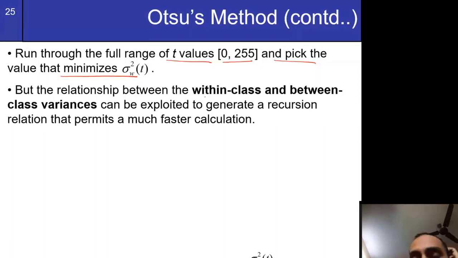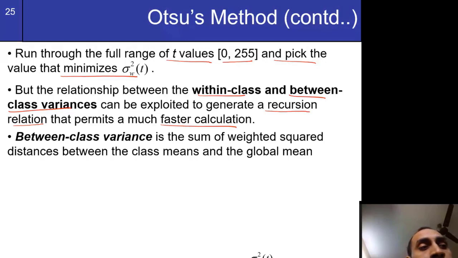So there is a trick he used. Basically, he exploited the relationship between within class and between class variance, because by that we can end up writing a recursive function which can do a faster calculation. So we'll see how. So what is between class variance? Between class variance is defined as the sum of weighted square distance between the class means and the global mean. So the global mean is basically the actual image mean.